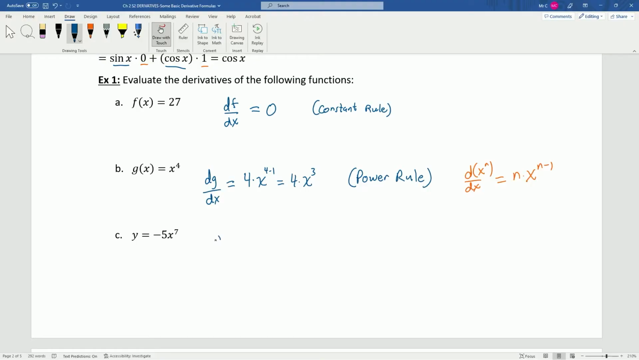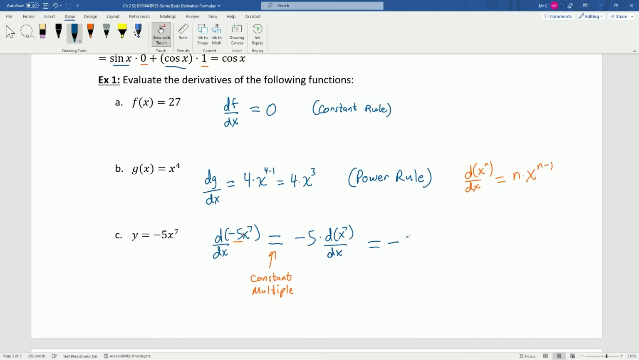Now for this one, we want the derivative with respect to x of negative 5x to the 7th. But this is a constant multiple. We have negative 5 times x to the 7th. So we can pull that constant multiple out in front and then look at the derivative of x to the 7th. So this first step here is the constant multiple rule. So don't mix it up with the constant rule, right? This is a multiple of a function, and the multiple is a constant. The constant rule is when the whole function is just a constant.